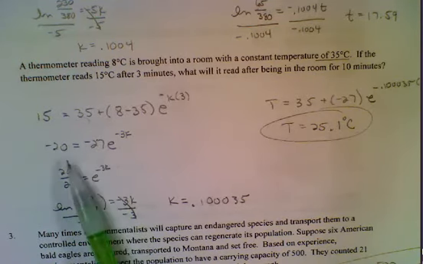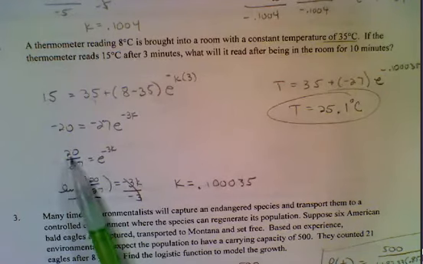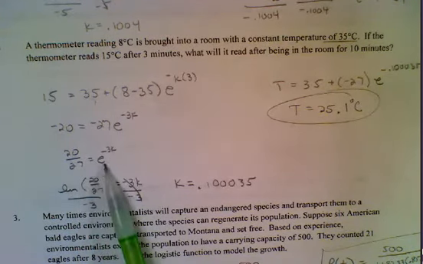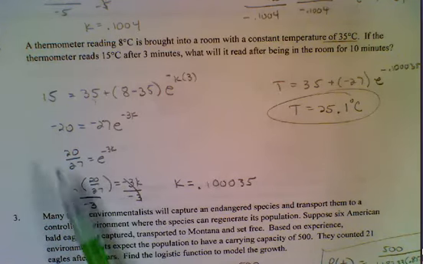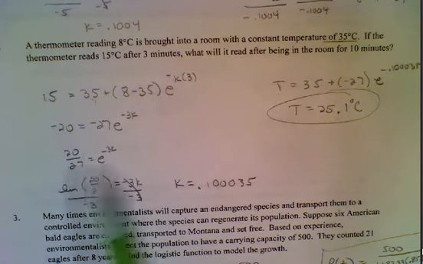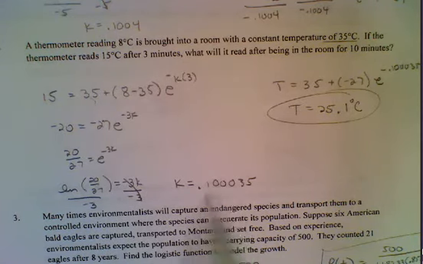I have to divide by negative 27, which means I'll have a negative divided by a negative, so a positive. Put it in log form. Log base E, natural log of 20 over 27 equals negative 3k. Divide by negative 3. Here's my k value.